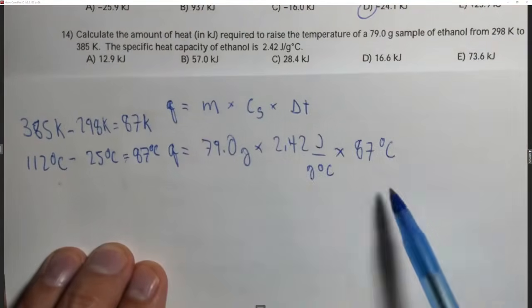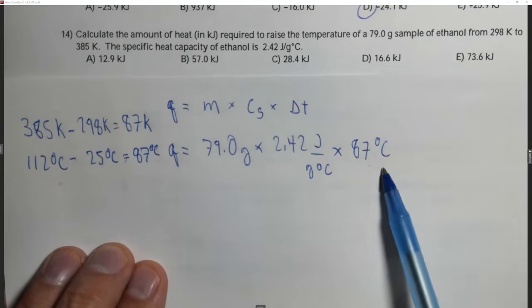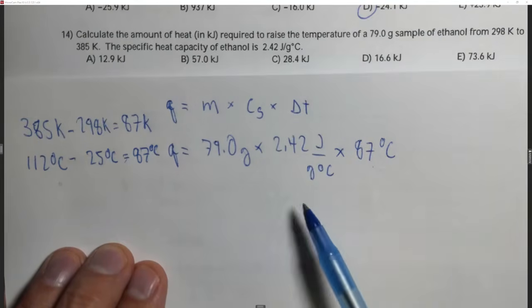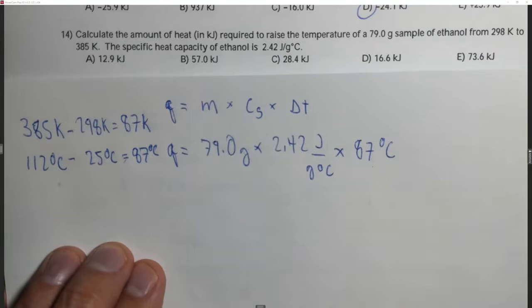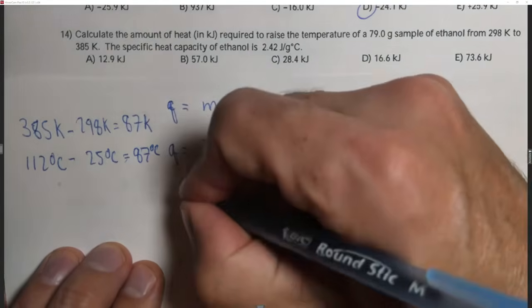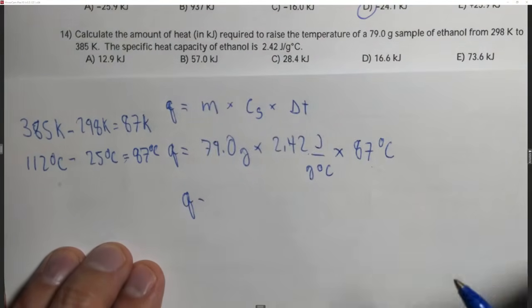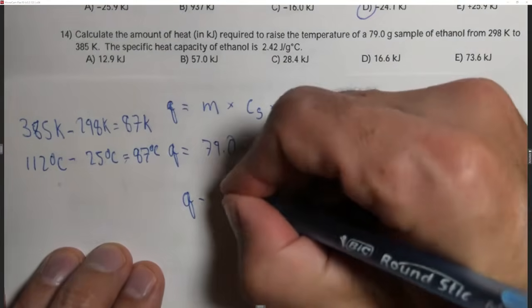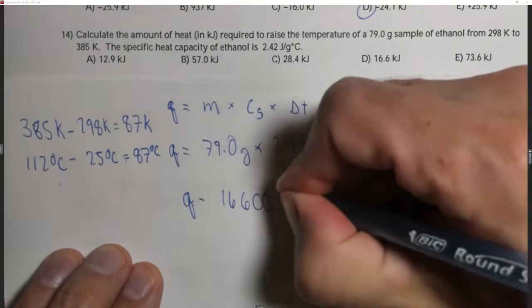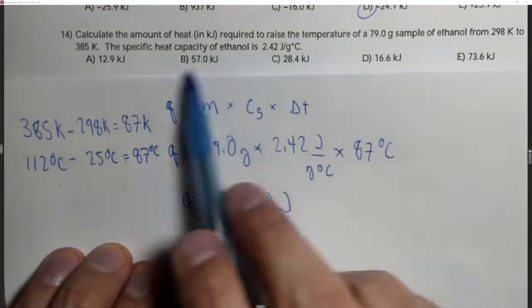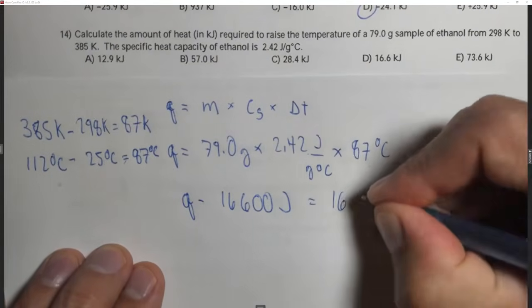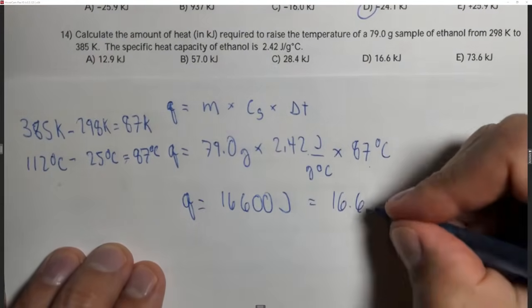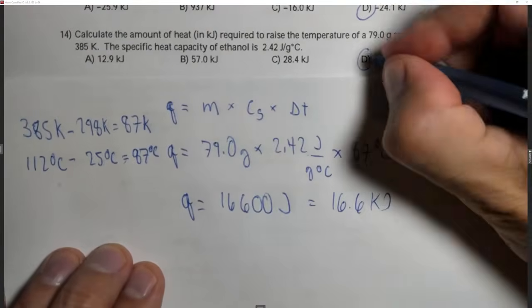So because this is a change in temperature, you do not want to convert this later, because this is in C. Okay? Said another way, if you just plug in 87 K here and you don't pay attention to the units, it's not going to make any difference. When we do this times this times this, we find that Q is 16,600 joules. Unfortunately, all our answers are in kilojoules, so we need to divide that by 1,000, which is 16.6 kilojoules, which is choice letter D.